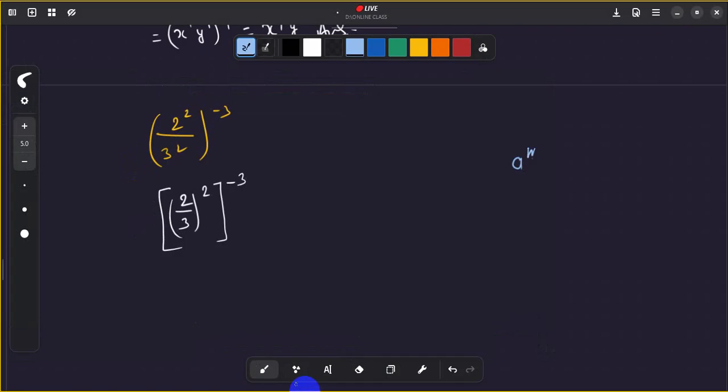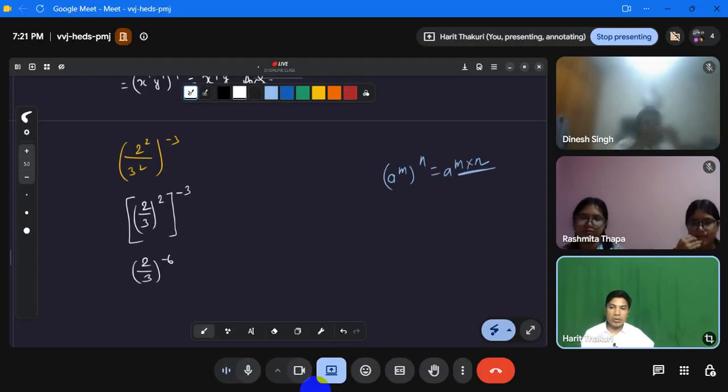If there's a to the power m whole to the power n, then the powers get multiplied. In this case also, the powers get multiplied. 2 over 3 remains same. The powers 2 and minus 3 get multiplied. 2 3s are 6, it will be minus 6. Now 2 over 3 whole to the power minus 6.